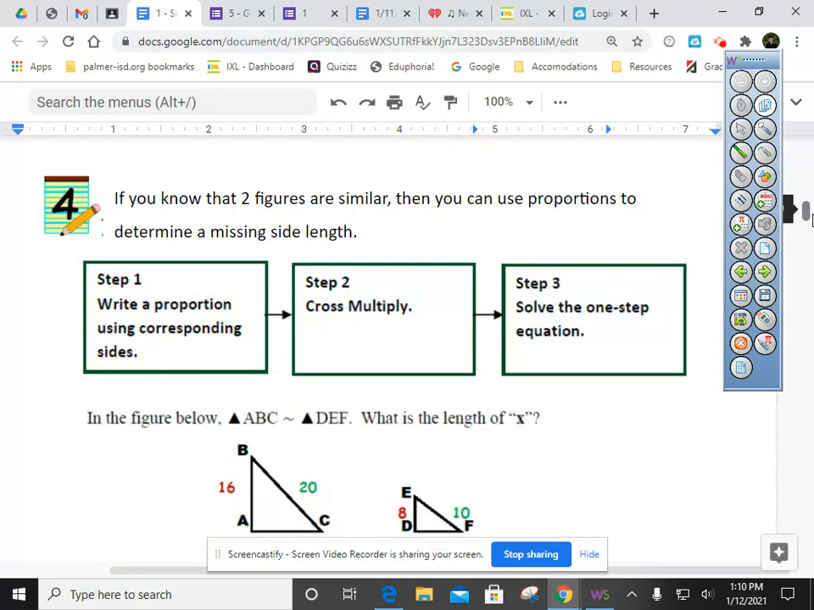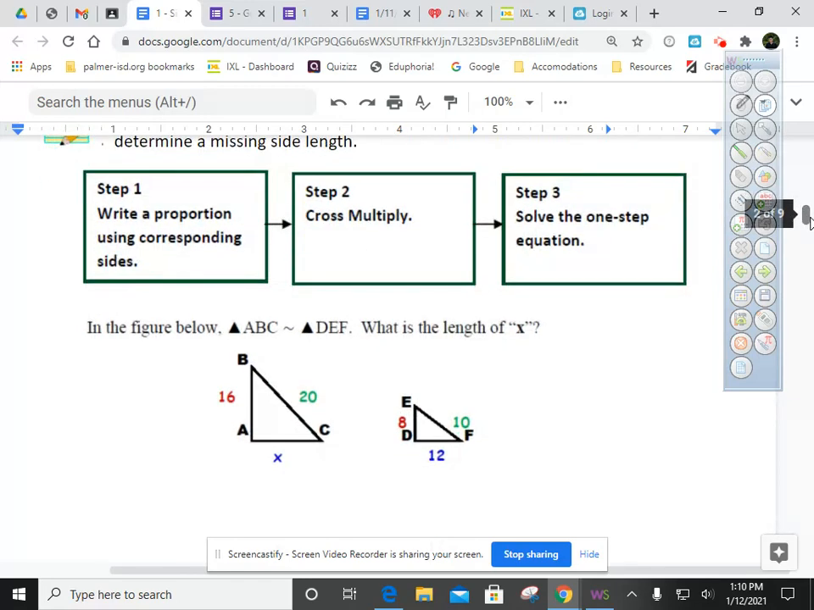Step 4. If you know that two figures are similar, then you can use proportions to determine a missing side length. So step 1, write a proportion using corresponding sides. Step 2, cross multiply. Step 3, solve the one-step equation. In the figure below, triangle ABC is similar to triangle DEF. What is the length of X?